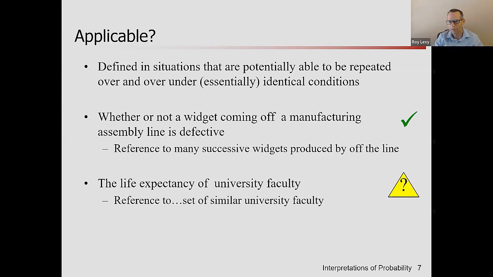What is the reference? What is the set of repeated observations, many repeated identical observations? Well, coin flips or manufacturing assembly lines may be one thing, but do we have really identical replications of the same thing? What is the reference to? Some similar university faculty in some way? That feels a little bit more wishy-washy to me. I don't feel as good about this application of probability in this way.